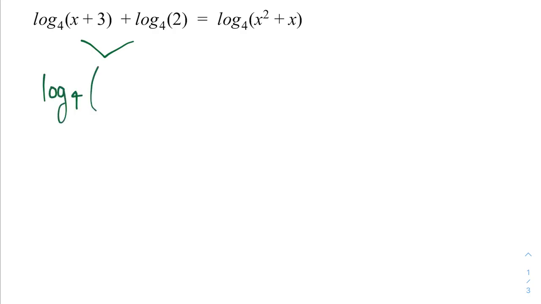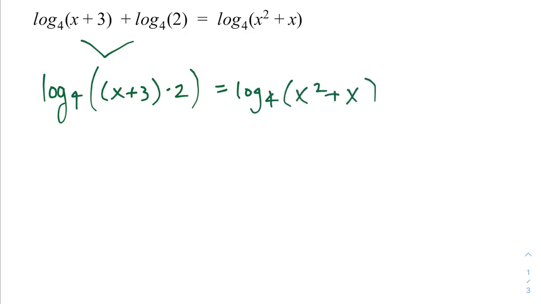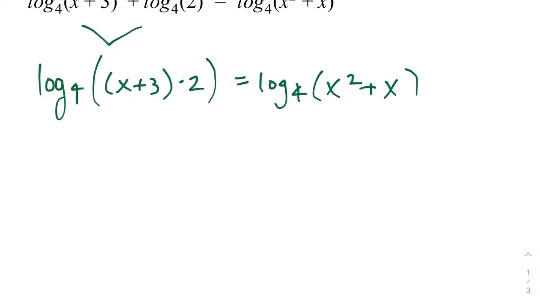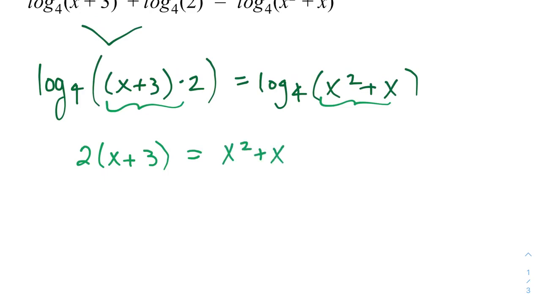So log base 4 of x plus 3 plus log base 4 of 2 is going to become log base 4 of x plus 3 times 2 equals log base 4 of x squared plus x. Now that I have a single log on both sides of the equation, I can set what's inside the logs equal. So I'm going to rewrite it like this for ease: we can take x plus 3 times 2 and set it equal to x squared plus x.